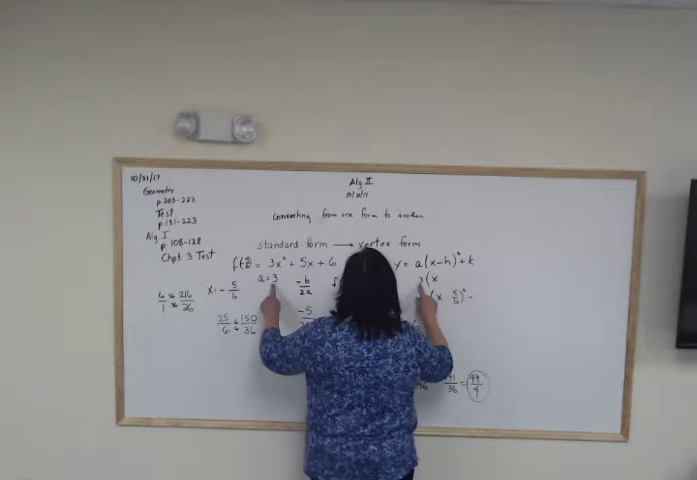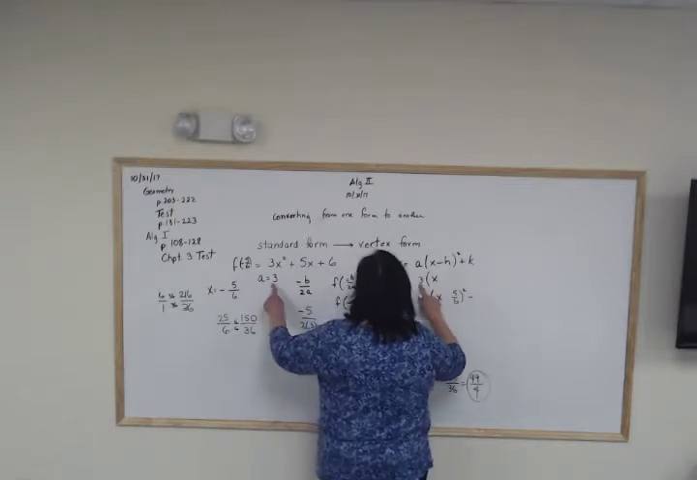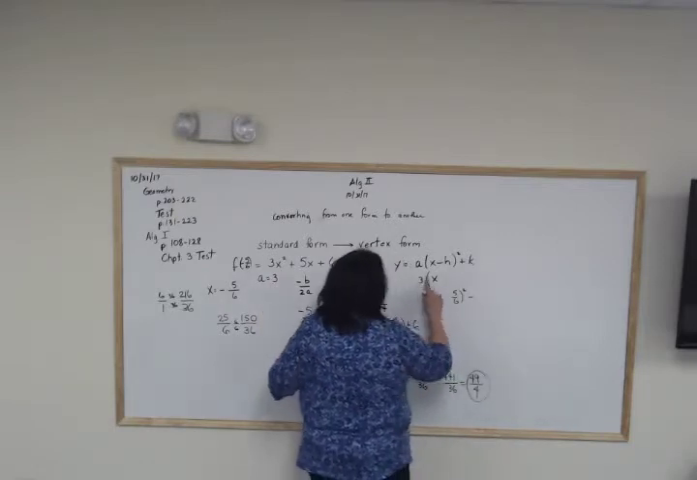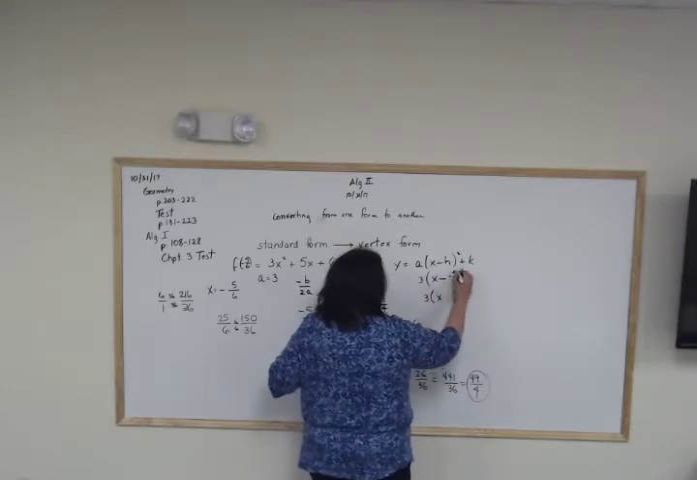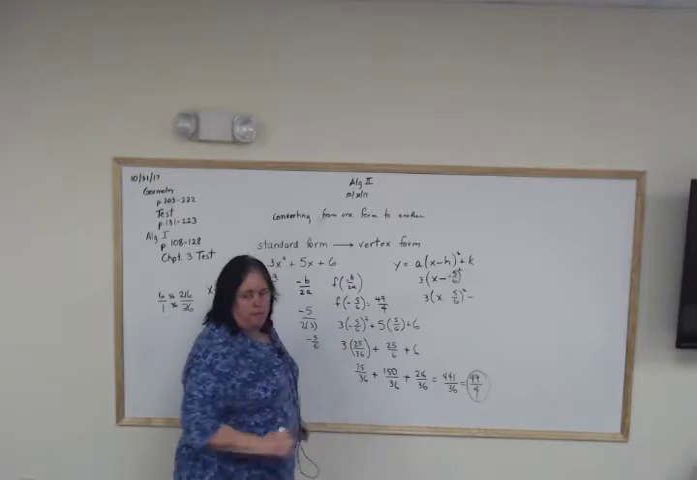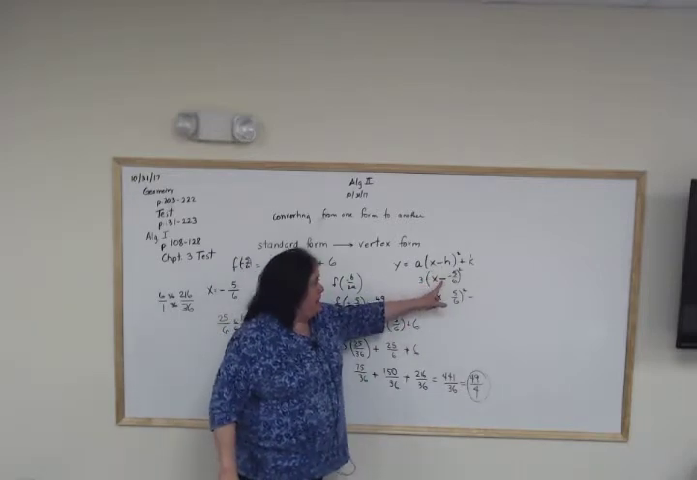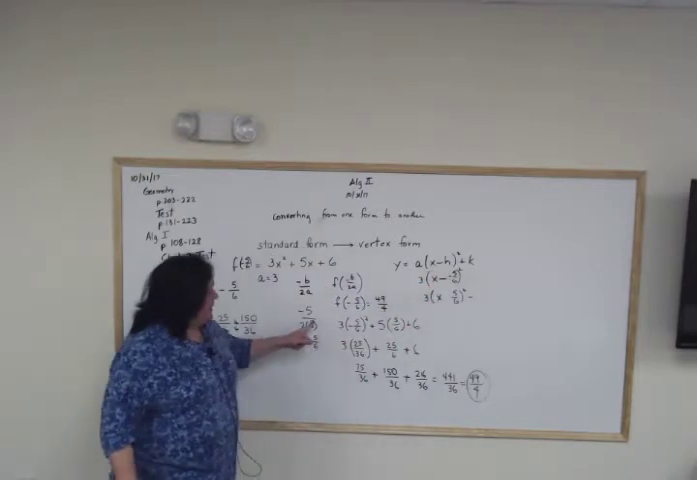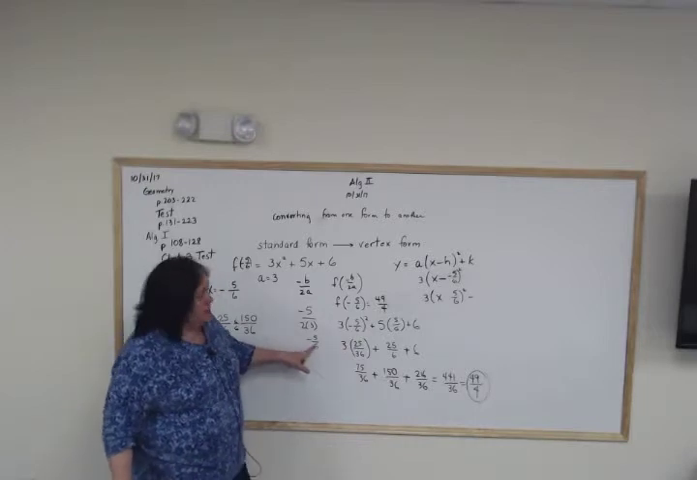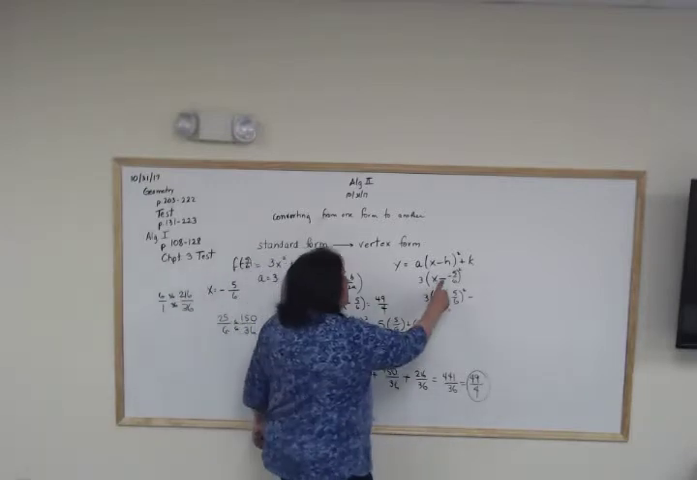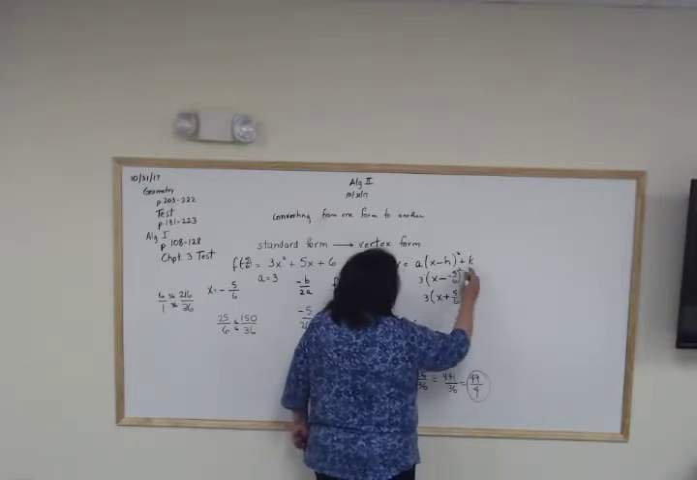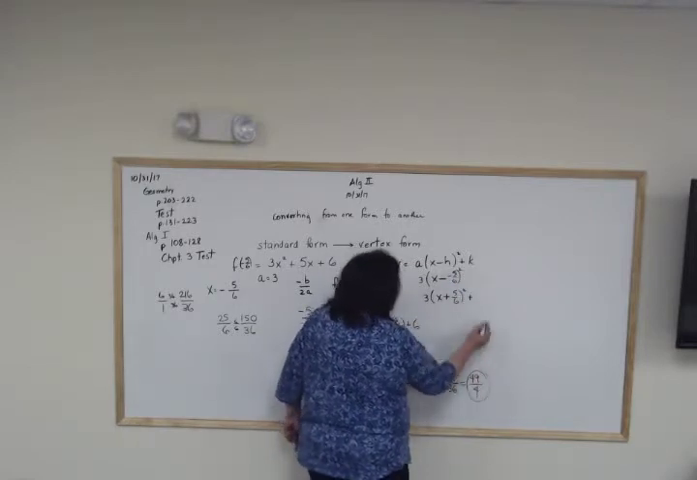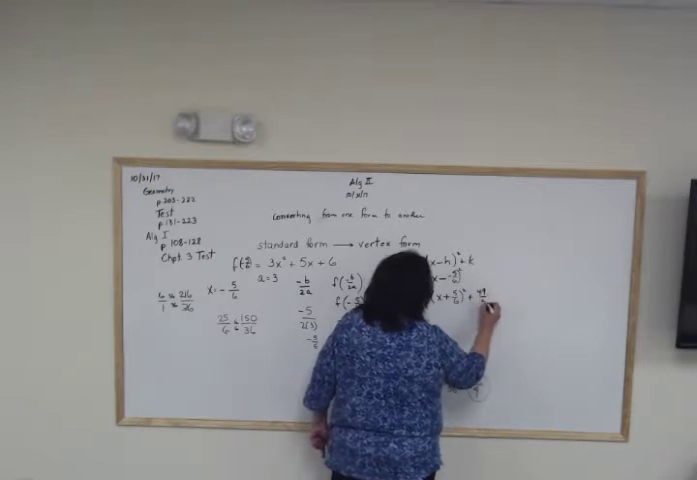A is 3. My x coordinate of my vertex is negative 5/6. Here's my formula, and then I put negative 5/6 there. Do you see that? My formula has a minus sign in it. My h is negative 5/6. So minus negative gives me a plus here. My formula has a plus sign here, and my answer is 49 fourths.